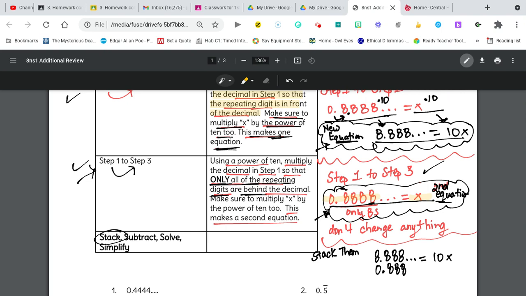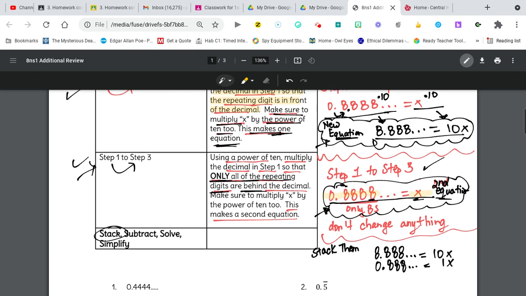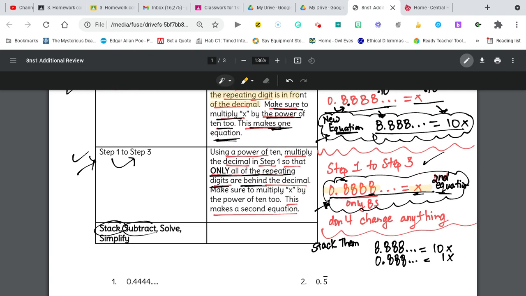And I know this has 4 8s, but this only has 3. I don't care. Dot, dot, dot means it still has more 8s. And then I write my x. And in front of the x, I can put an imaginary 1. So I got them stacked, and then it says subtract them.